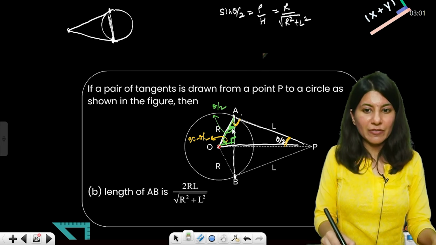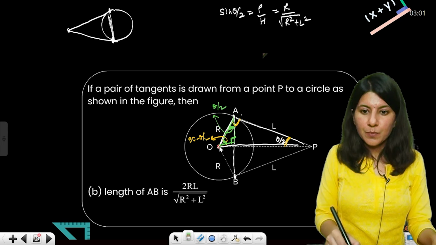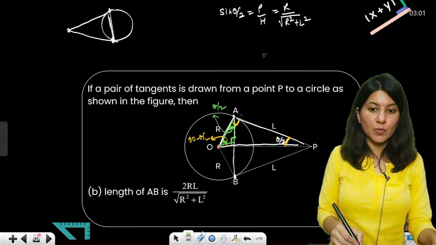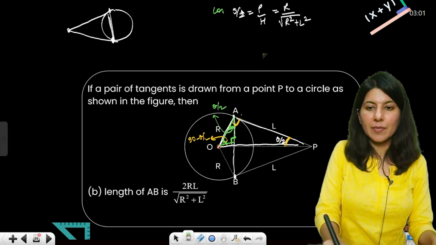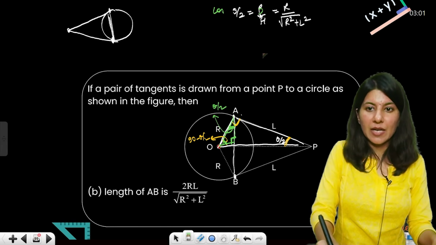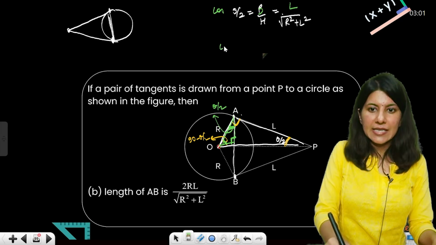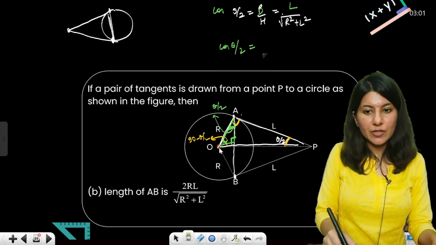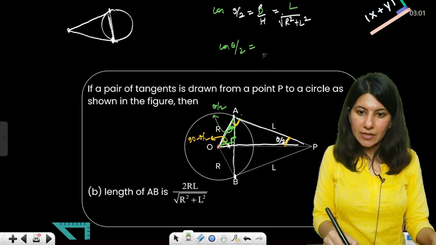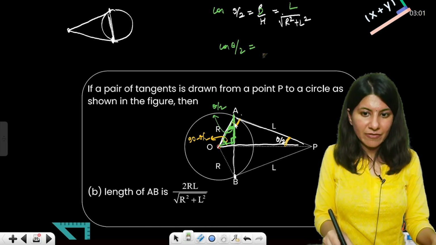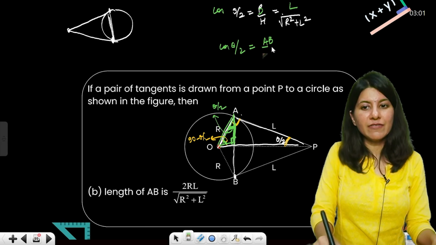Again, sine theta by 2, if I find... Sine theta by 2 is okay, not sine theta by 2 but cos theta by 2. Yes, let's take cos theta by 2. So cos theta by 2 in this case will be base upon hypotenuse, so this will be L upon root of R square plus L square. Same, cos theta by 2 in this small triangle. This is theta by 2, so this is theta by 2. So half of AB upon R.